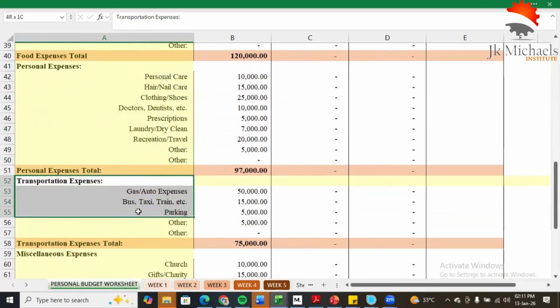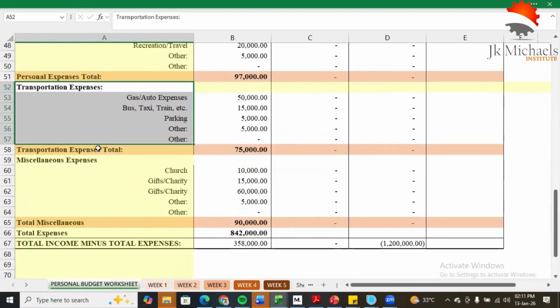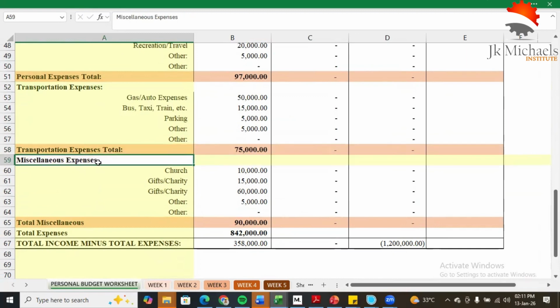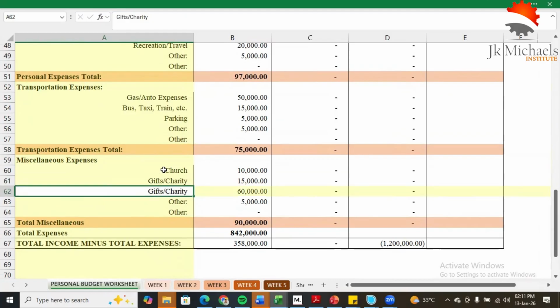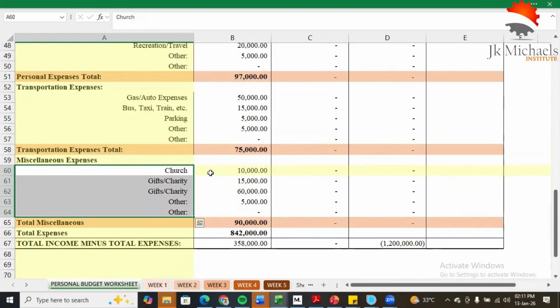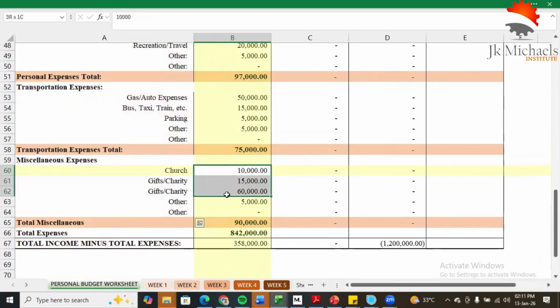And then transportation expenses, when you use your car, your fueling expense, 50,000, gas, bus and taxi and train taking 15,000, parking taking 5,000, others 5,000. So these are our total transportation expenses. And then we have miscellaneous, like church, charity. Now, everything here, charity 1, charity 2, and so on and so forth, right? Now, all of these are going to total 90,000, right? Now, this is going to be our total expenditure.